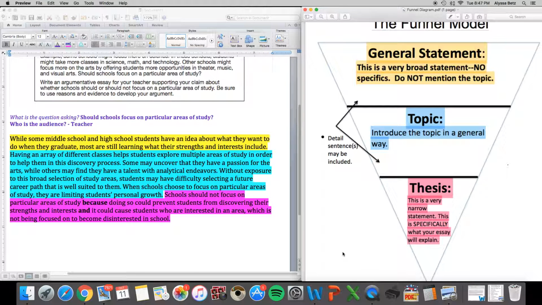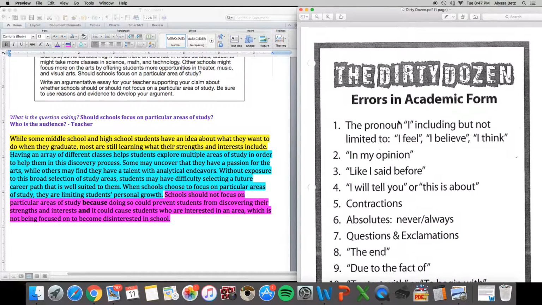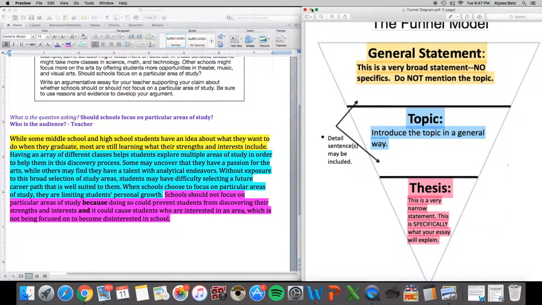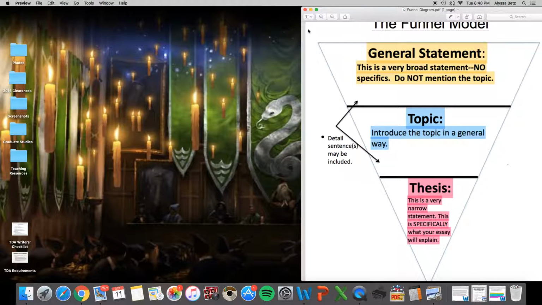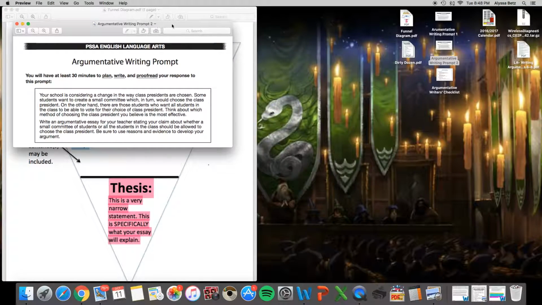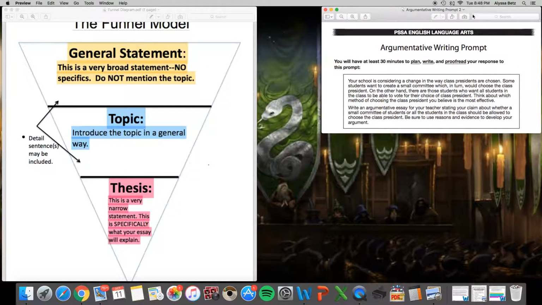So now that I've done this example for you, and I will put this example in eBackpack so you have it to look at. I will put the funnel diagram in eBackpack so you have this to look at, and I will have the Dirty Dozen in the eBackpack folder for you to look at as well. What you are going to do now is you are going to create your own introductory paragraph that follows this model. So your writing prompt is going to be different than mine because I don't want you just copying my writing piece here. I want you to actually make your own.